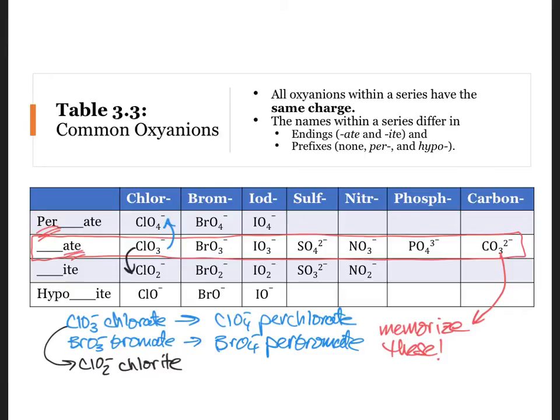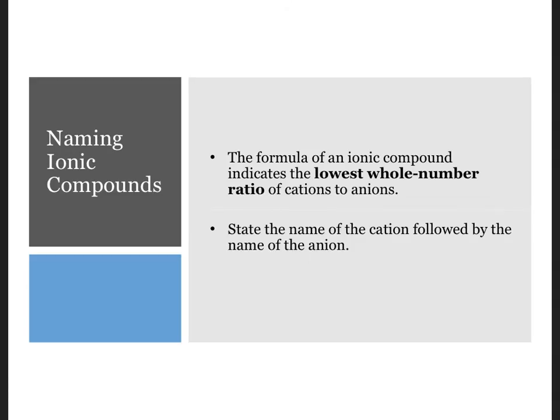Some polyatomic ions can remove a second oxygen compared to the base form. We indicate this by adding hypo, which means below, to the ite ending. Chlorate, short 2 oxygens, becomes hypochlorite. It's time to put this information together to name some ionic compounds.